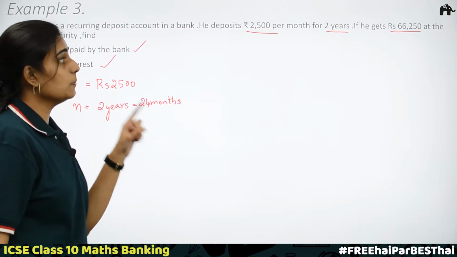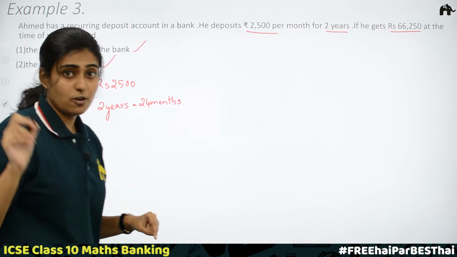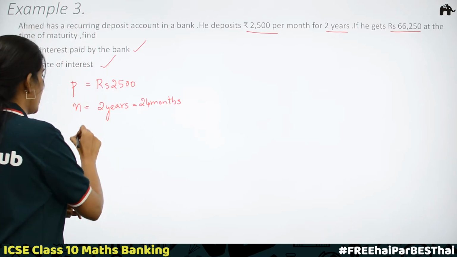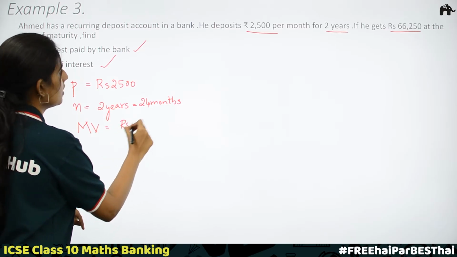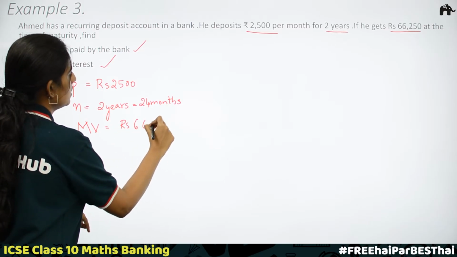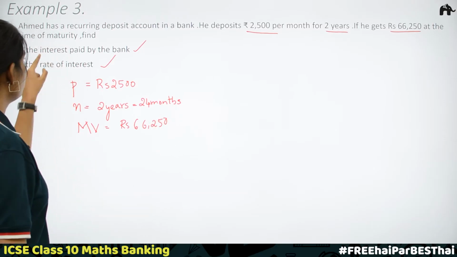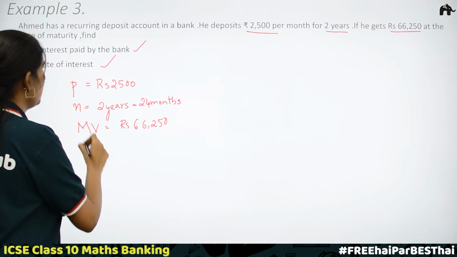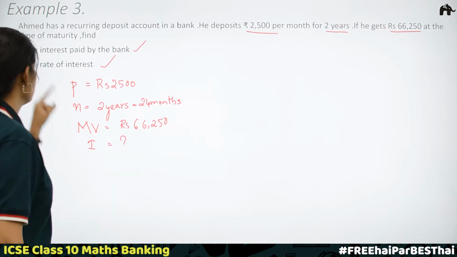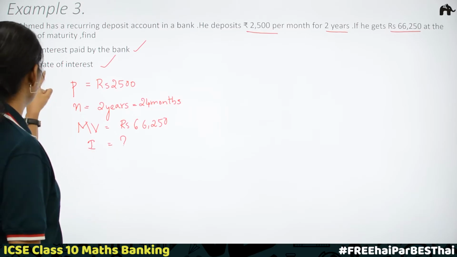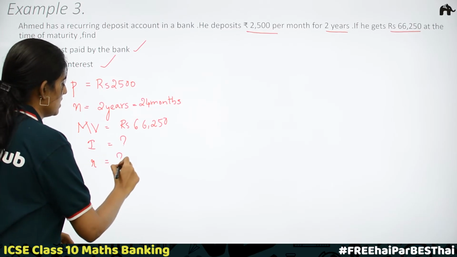If he gets rupees 66,250 at the time of maturity, which means maturity value is also given, MV is equal to rupees 66,250. First question is to find the interest paid by the bank. Interest I is equal to question mark. This is the first thing that we need to determine. Then the rate of interest. Second question is to find rate of interest. R is equal to question mark.